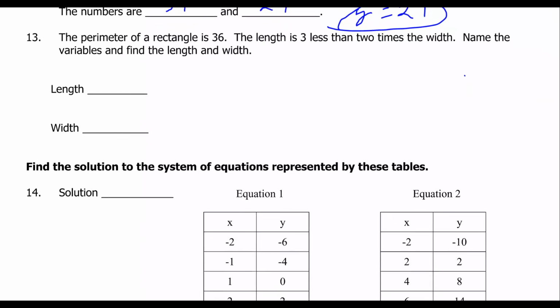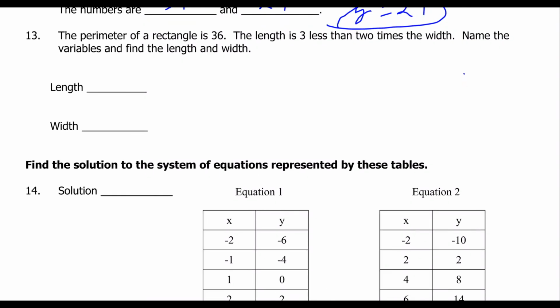Okay, the perimeter of a rectangle is 36. Okay, here's the big thing. Always draw a shape. If it says the perimeter of a rectangle, we go ahead and draw ourselves a rectangle. There's nothing wrong with it. I've been doing that since the 3rd grade. It's fine. Do it. The length is 3 less than 2 times the width. So we're going to go 2 times the width, and it's 3 less than that. So we're going to subtract 3 from it. So 2 times the width minus 3. That is 3 less than 2 times the width.